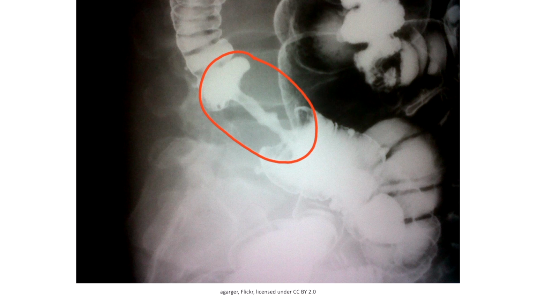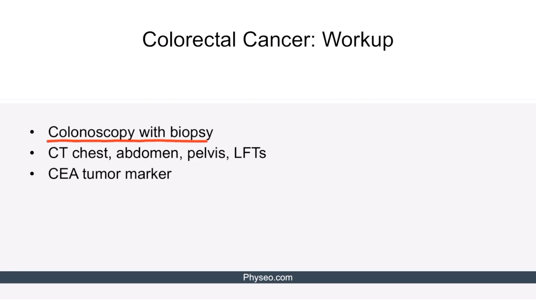Well, the investigation of choice in a patient with suspected colon cancer is colonoscopy with a biopsy. And the biopsy enables one to confirm and characterize the type and grade of the cancer. And after confirmation, staging of the cancer is required.